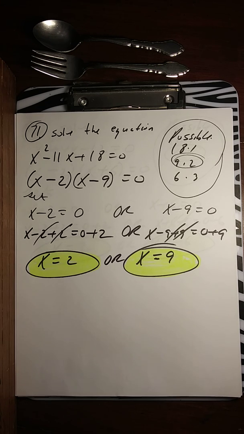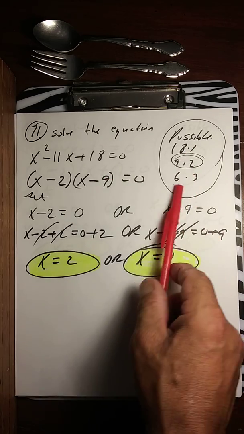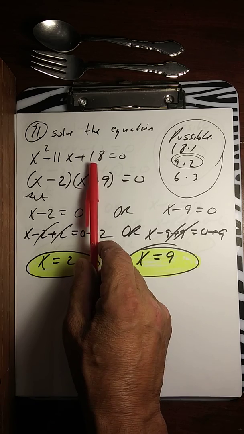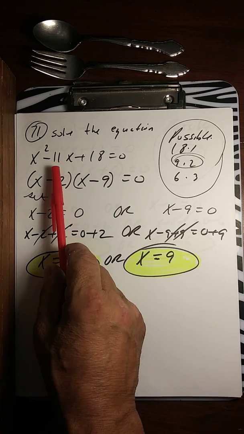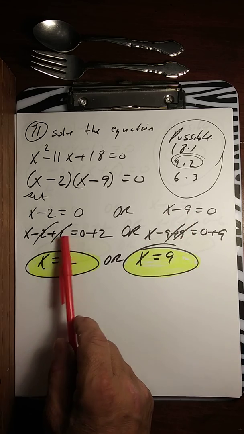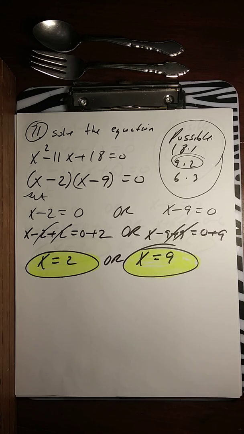Alright, solve the equation. Let's try 9 and 2 from this. So negative 9 times negative 2 is 18, and negative 9 and negative 2 is negative 11, yes. X minus 2 equals 0, x minus 9 equals 0. Add 2, so it's 2. Add 9, add 9, so we have 2 and 9.